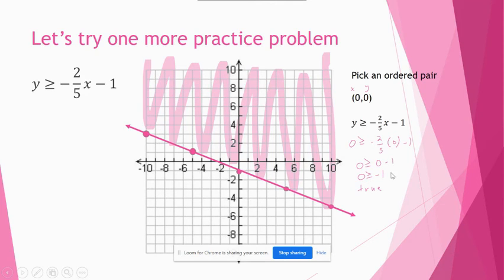So again, I know that any point in the shaded area is a solution. If they asked you, say, if -5, 4 was a solution, yes, it is. It's in the shaded area. Also, if I substituted in the x and y, I would get a true statement.